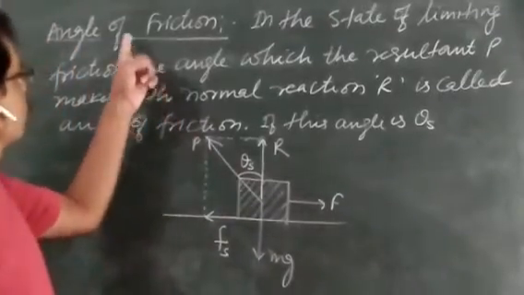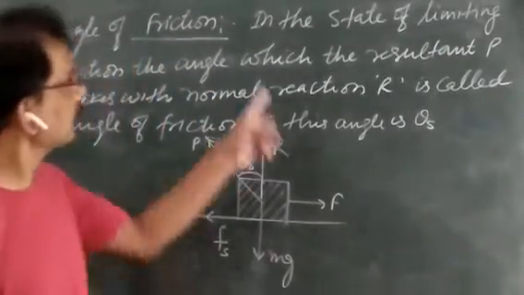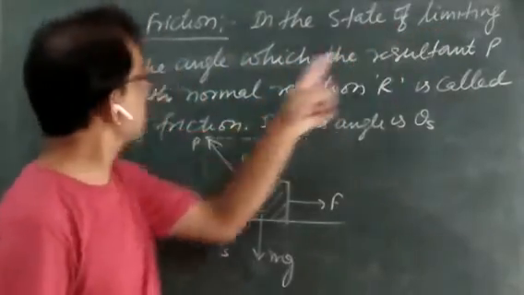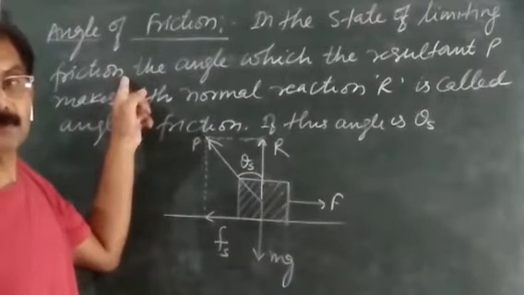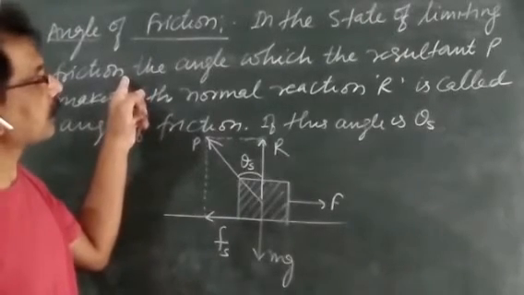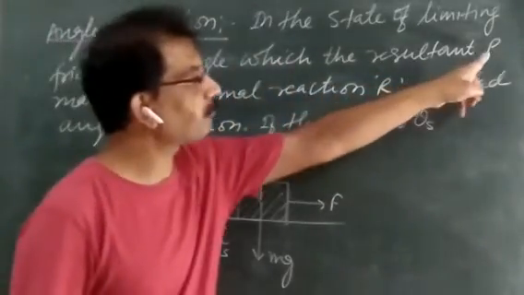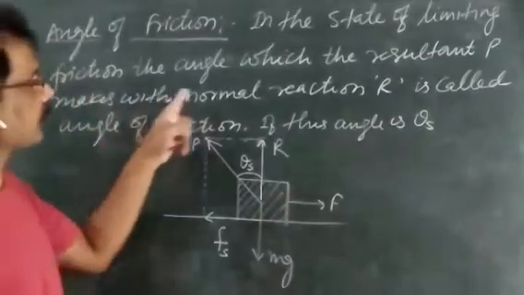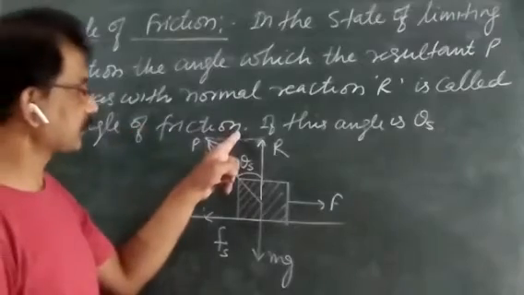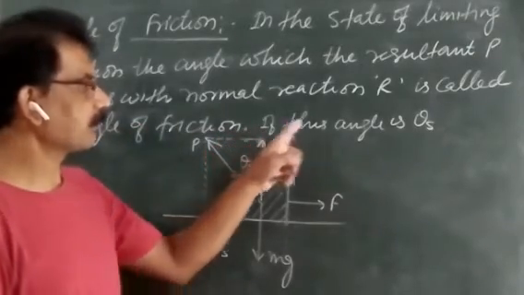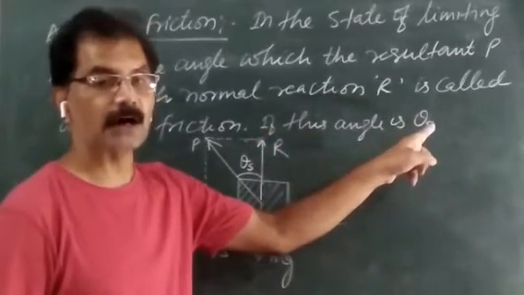Now the next topic, which is very important: what is angle of friction? And how can we define the angle of friction? In the state of limiting friction, means maximum static friction here, the angle which the resultant P makes with the normal reaction R is called angle of friction. And this angle of friction is denoted by theta s.